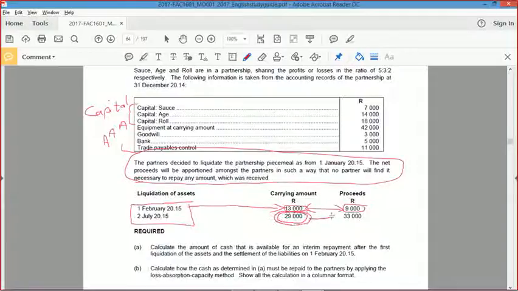How much did they sell? They sell 29,000 rand worth of assets for 33,000. They made a profit this time around. Good. So did the piecemeal liquidation work as planned? Yes. Because what's the purpose of a piecemeal liquidation? To hold assets so you can sell them for more later. Of course, yes.